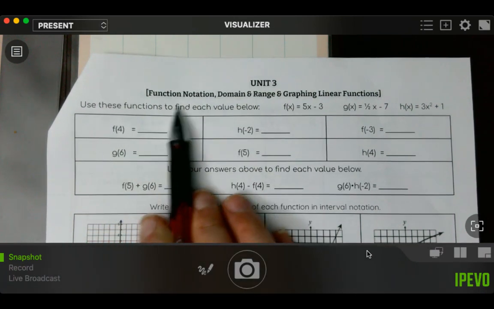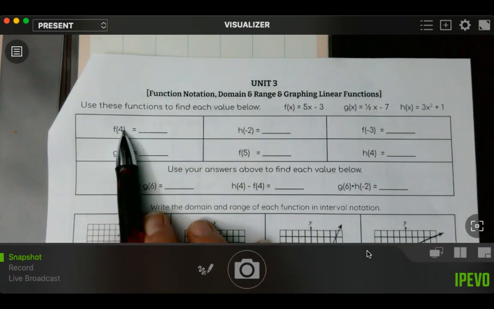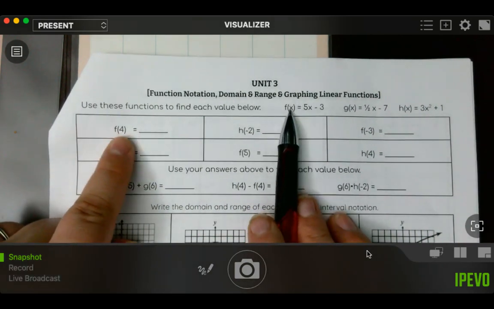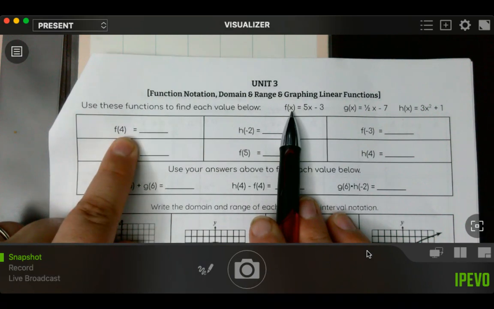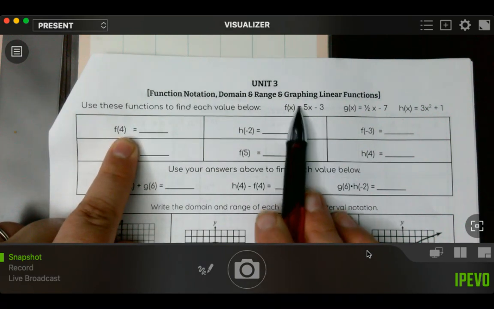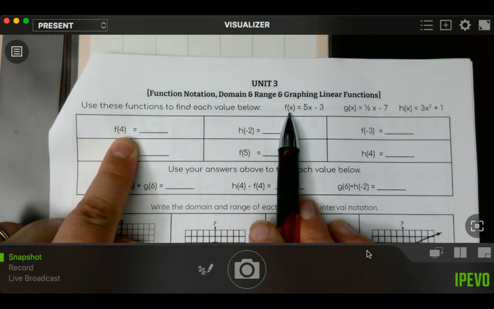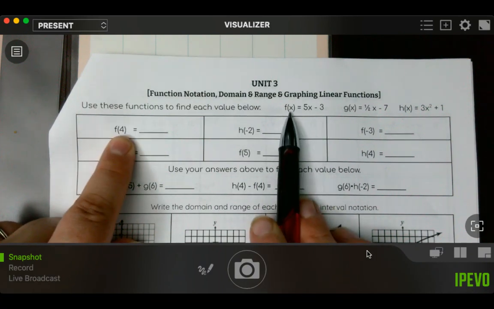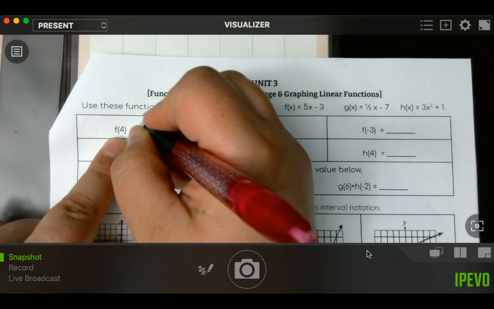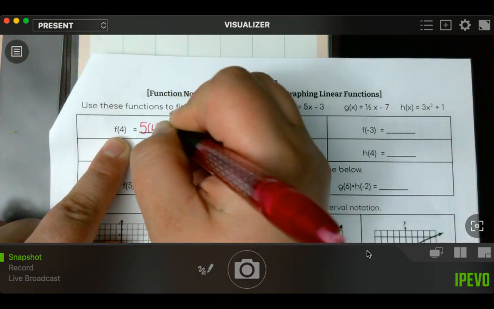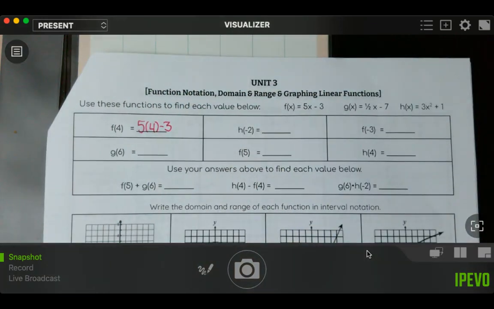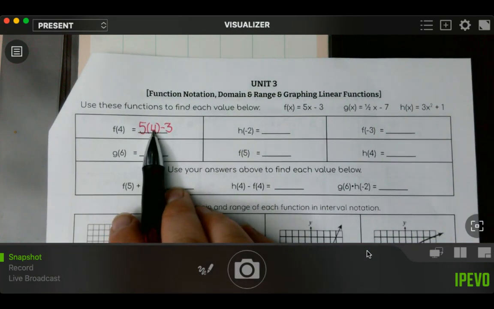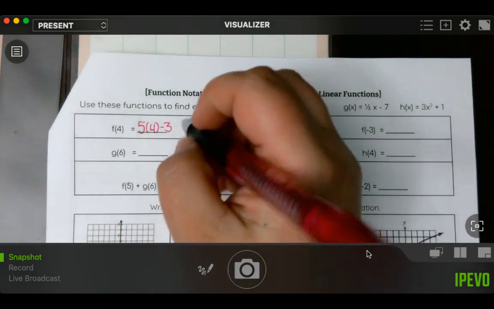Use these functions to find each value below. The number in parentheses replaces the x right here. So see how these look very similar, but the x has become a 4? That's because it's already done this side for you, and you have to finish off this side. So just like the 4 is replacing the x here, we have to make the 4 replace the x on the other side too. Like that. But then we have to actually do 5 times 4, 20, minus 3 is 17.